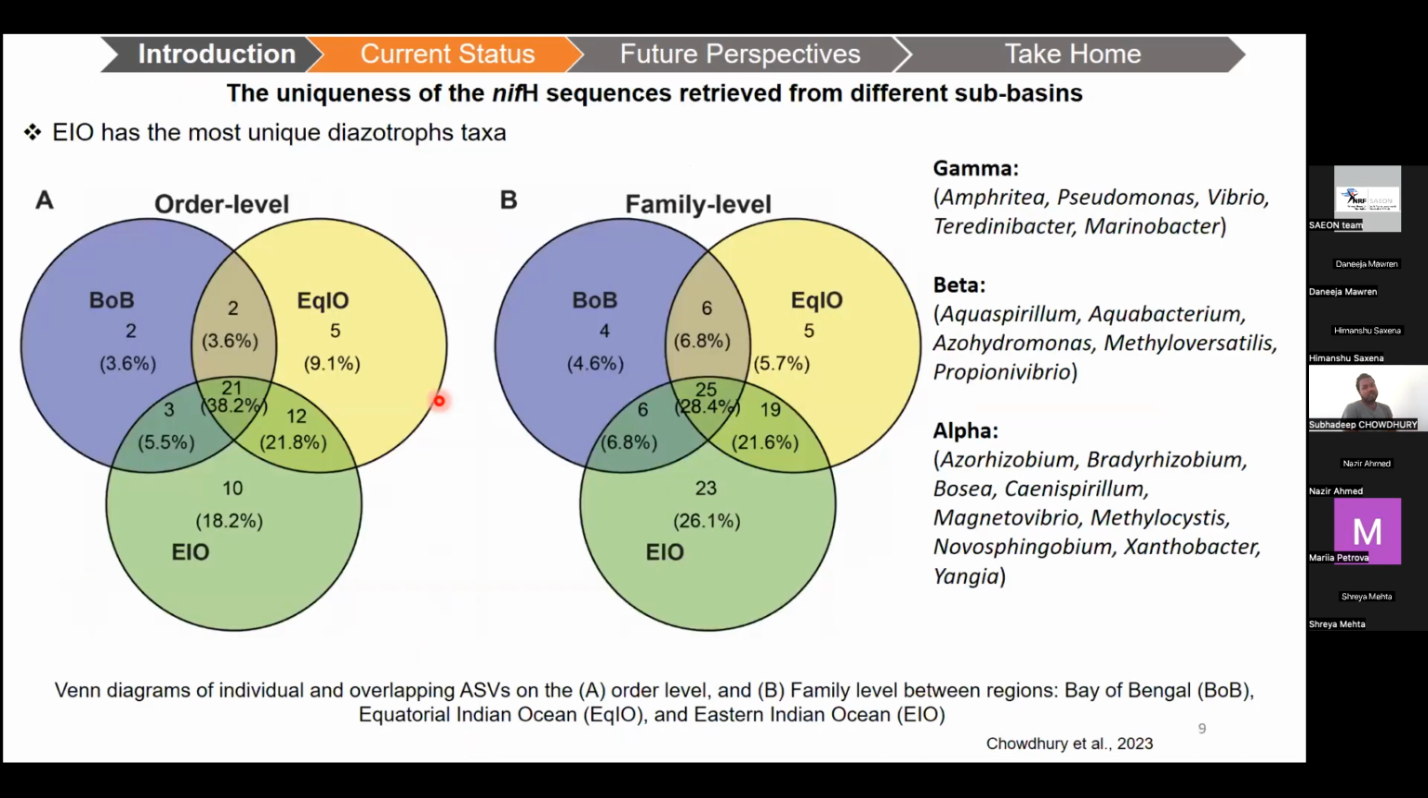Overall, on the communities, I also reanalyzed all the data available from the Indian Ocean to look at the community composition, how the community is made up, and where more unique groups are coming up. Three basins were excluded because there is no community composition data, so I mainly highlighted the Bay of Bengal, Equatorial Indian Ocean, and Eastern Indian Ocean. Out of those, the Eastern Indian Ocean hosts most of the unique taxa compared to the Bay of Bengal and Equatorial Indian Ocean. These are the different groups that are unique to the Eastern Indian Ocean sector.